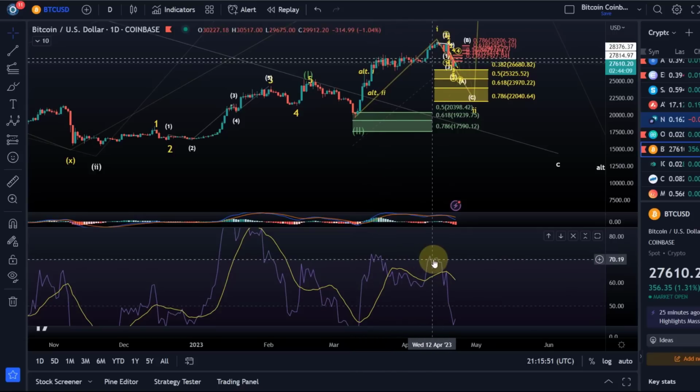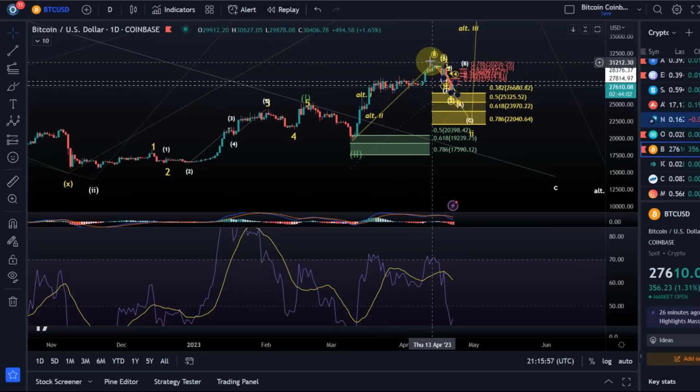We saw a bearish divergence on the RSI, and that was a bit of a warning here. That's when I started to talk about how, for some people, it might be reasonable to take profits now that we are in the 30K region.